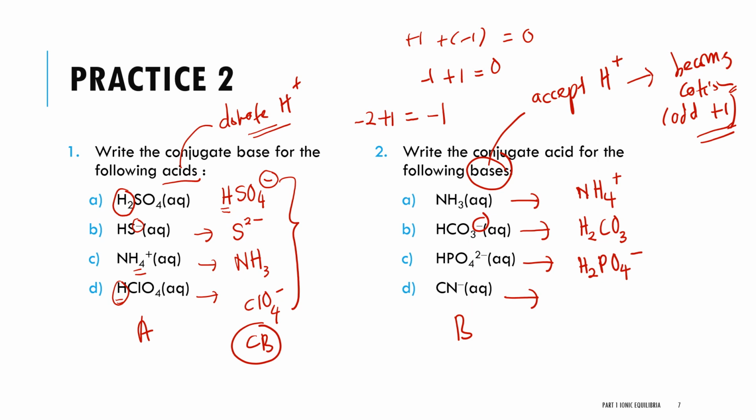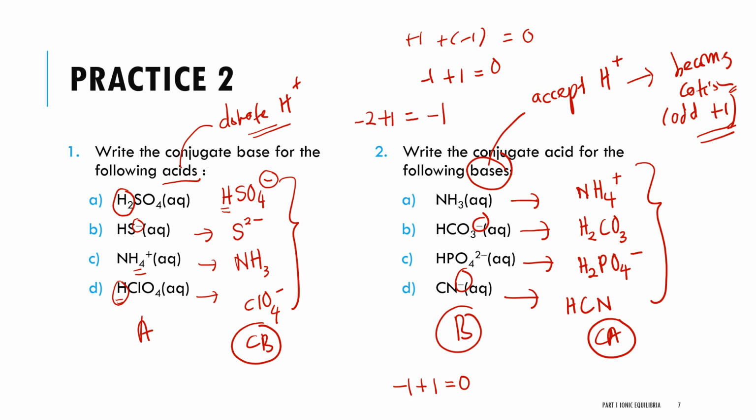Okay, the last one, CN minus. CN minus is a base. So, what does a base do? It receives a proton. After receiving the proton, it will become HCN. Is there a charge? -1 here. When it accepts a proton, we add 1, so it becomes 0. So, the conjugate acid is HCN. This is the conjugate acid of the bases we saw from question number 2. So remember the concept. Don't just memorise it, understand the concept and the tricks for getting the conjugate base and conjugate acid from the given acid and base.